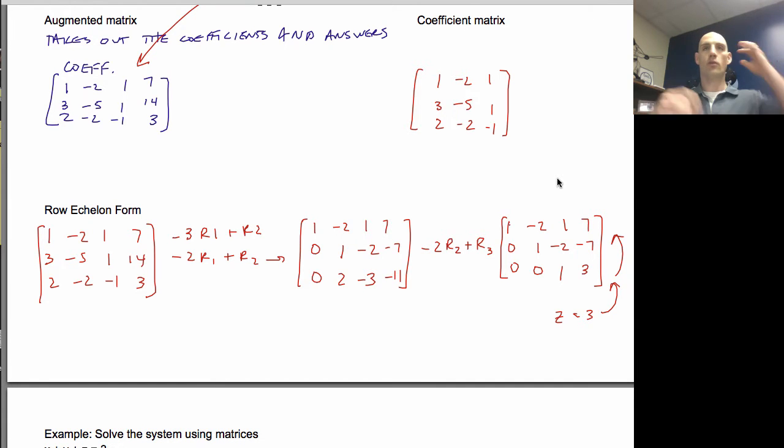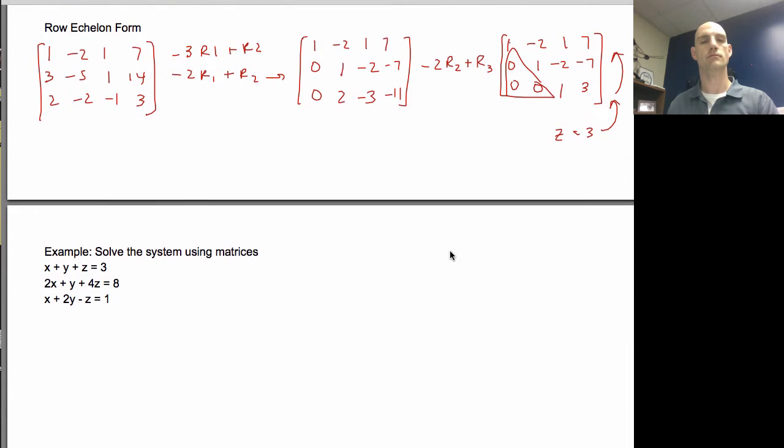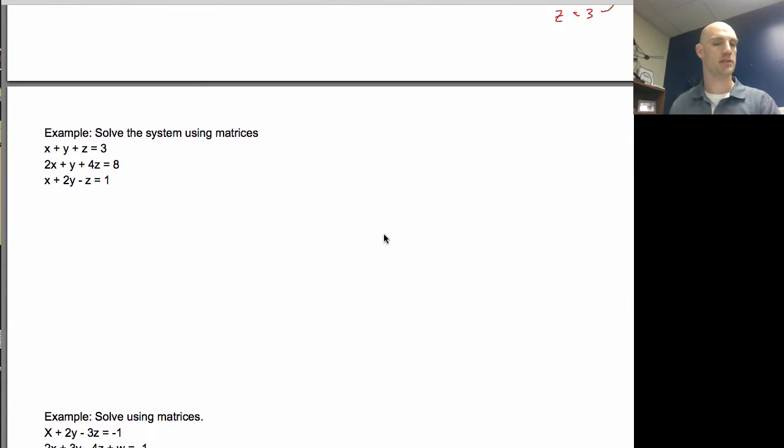So row echelon form, what is it? Basically, it's triangular form in Gaussian elimination. And so, what's it look like? Well, it's got to be zeros here, right? It's got to be zeros. It's all zeros underneath there. And then my leading coefficients are 1s, okay? So the lead coefficients are 1s, okay? So that's row echelon form.